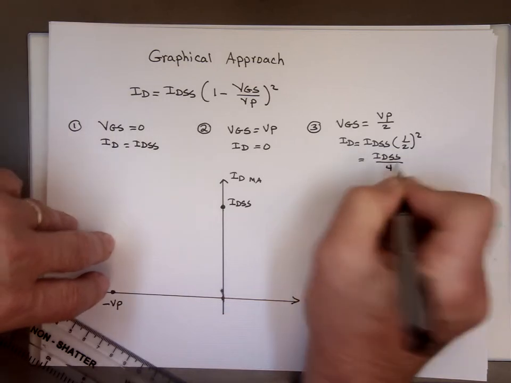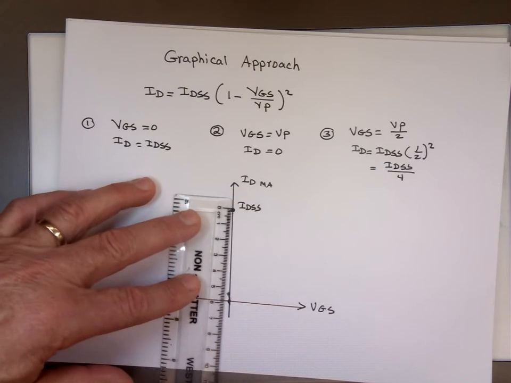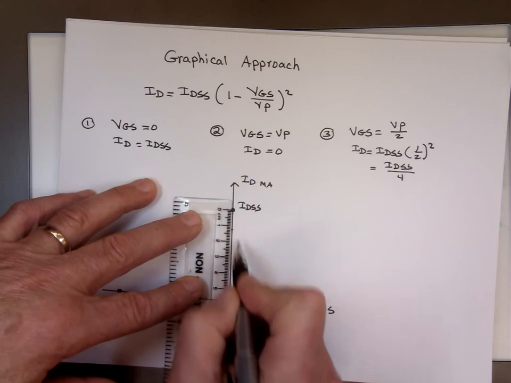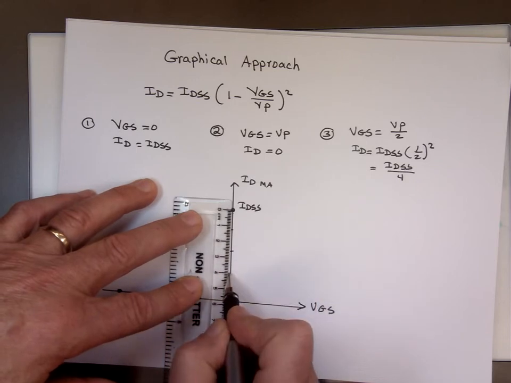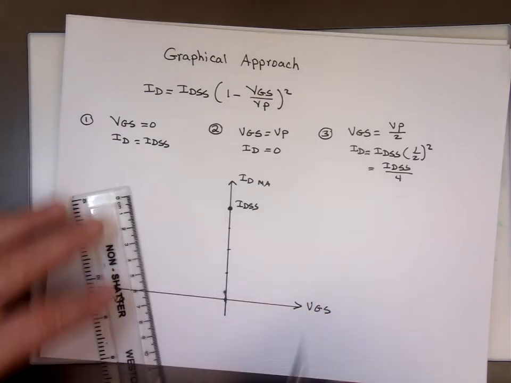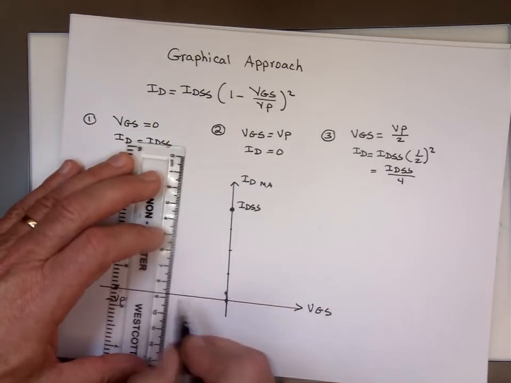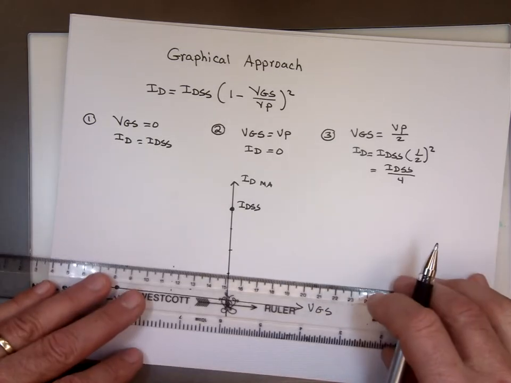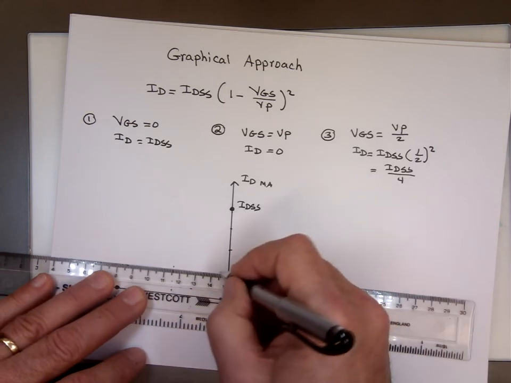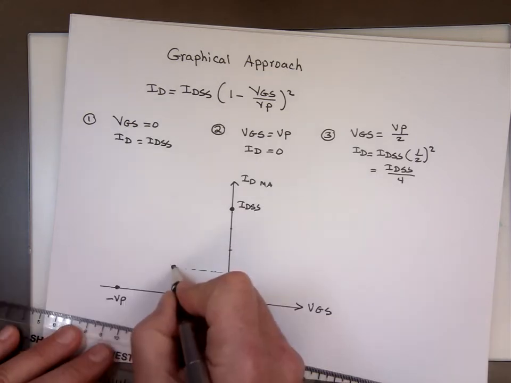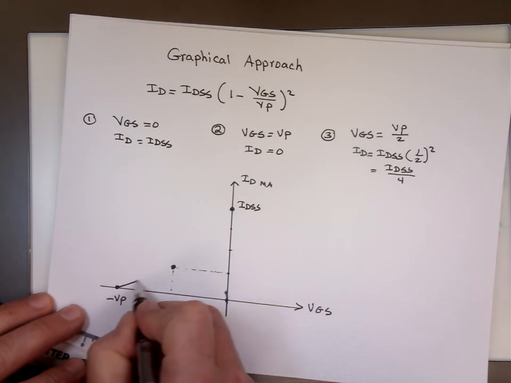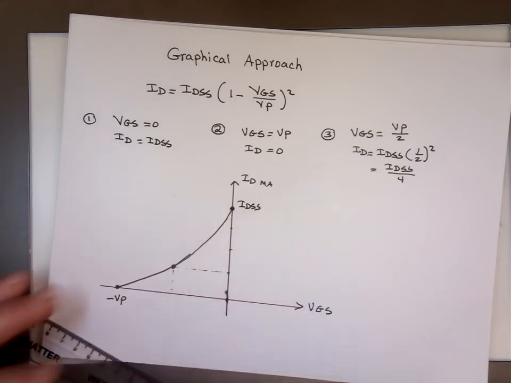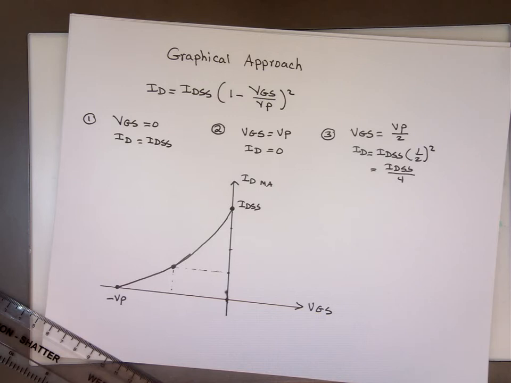So if you divide this into 4 equal spaces, this is 1, this is 2, this is like 3 here. So a fourth, when it's right here, it's a fourth. And that's your third point. So the graph should look like this. This is I sub D, the graph of I sub D.